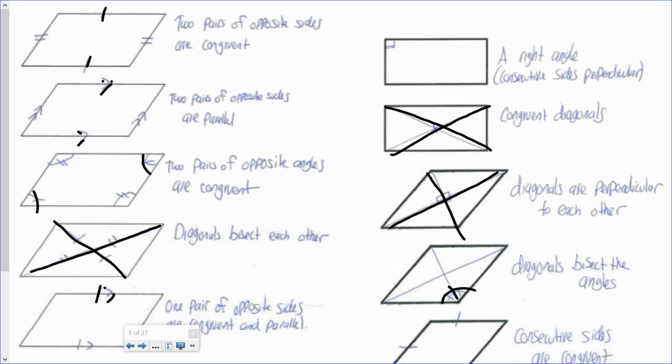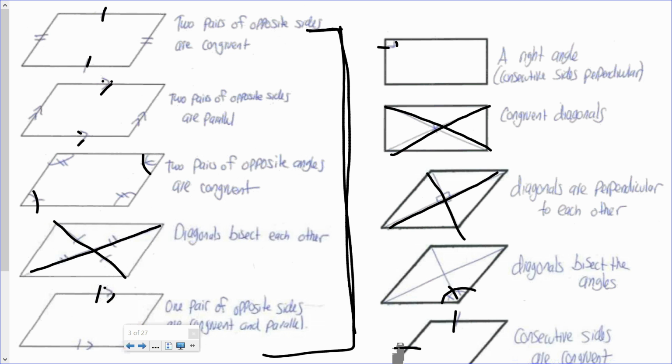The other way to prove a rectangle is the right angle. And for a rhombus, consecutive sides are congruent. So, all of these things are parallelograms. Parallelogram has all of these properties over here. So let's talk about properties first. A parallelogram has these 5 properties.